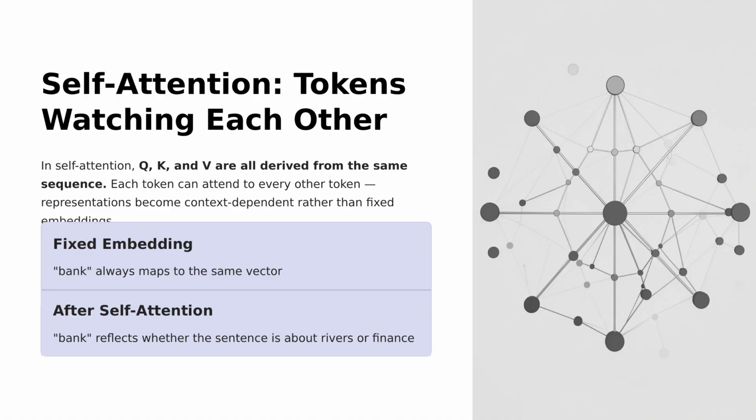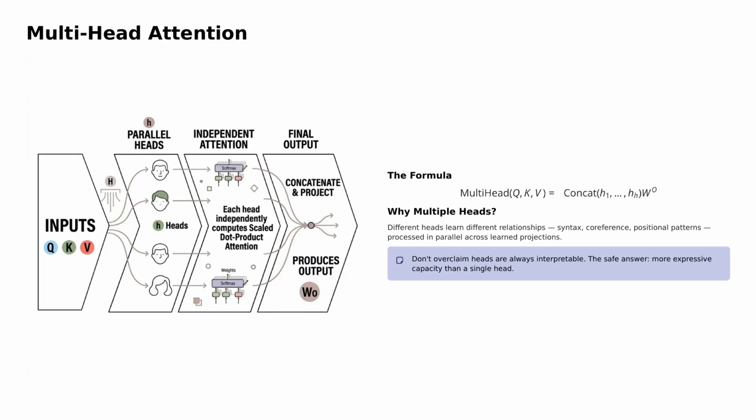Self-attention lets tokens watch one another. Here, the queries, keys, and values all come from the same input sequence, so each token can compare itself with every other token and gather relevant context. That means a word's representation is no longer fixed. For example, the word bank doesn't always mean the same thing. After self-attention, its vector reflects whether the sentence is talking about a riverbank or a financial bank.